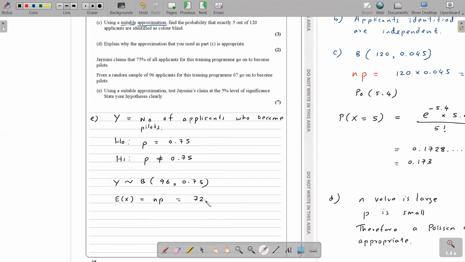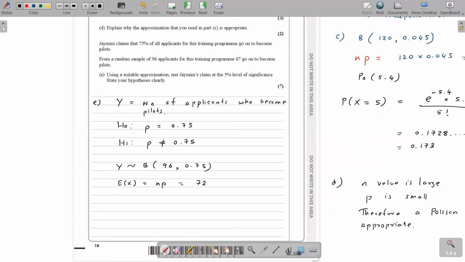In an event, if the NP value is less than 10, we can go with Poisson. 0.25 into 96 is how much? 24. Still it's bigger than 10. So then we'll go with this. What does this mean? An NP value bigger than 10 means that we go with the normal approximation. Even if you go with 0.25, the number of applicants who don't become pilots, the NP value is 24, which is bigger than 10. So anyway, you have to go with normal.